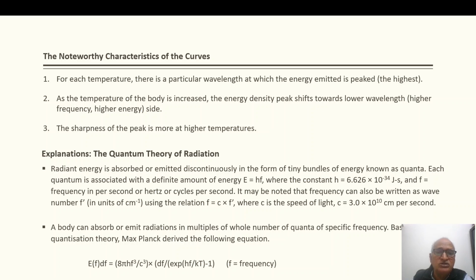It may also be noted that sometimes frequency is written as reciprocal centimeter. This is called wave number. The relationship is f = c times f prime, where c is the speed of light. A body can absorb or emit radiations in multiples of whole number of quanta of a specific frequency. Based on quantization theory, Max Planck derived the following equation.